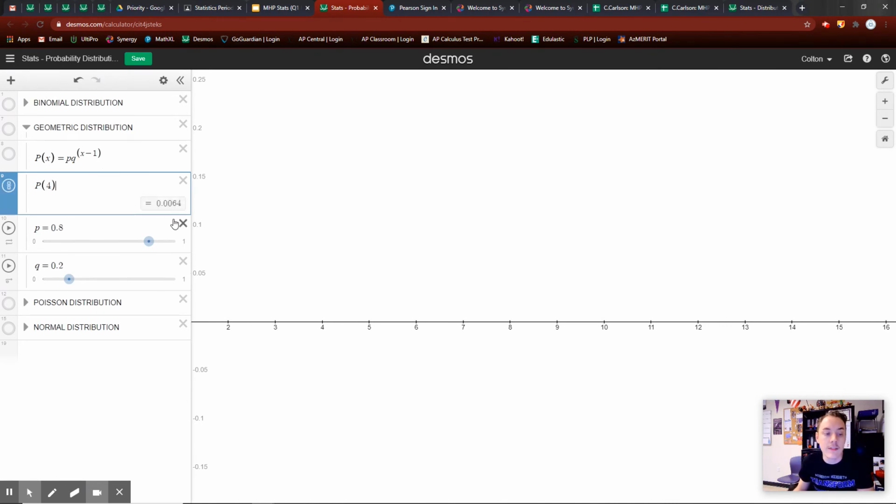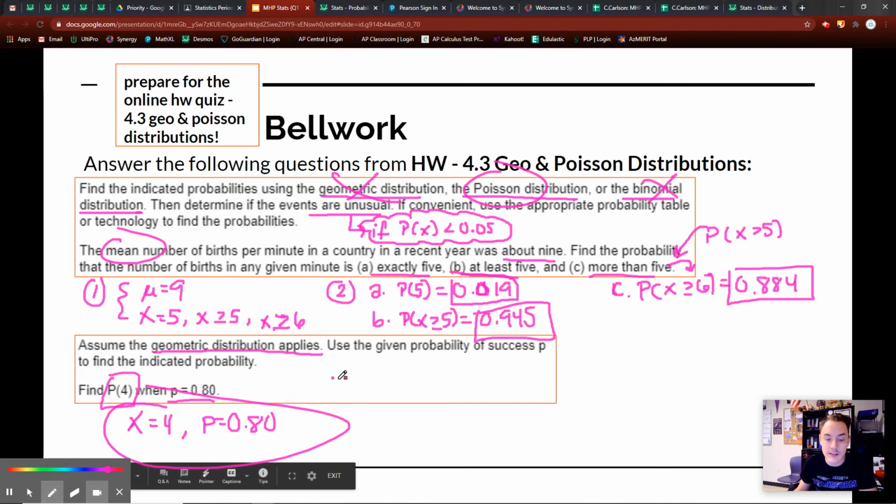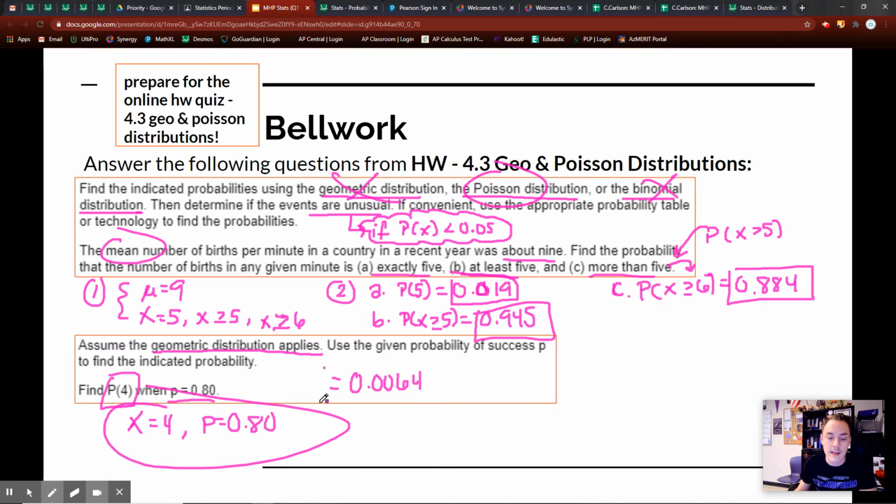So what do I have? 0.0064. That is my answer, 0.0064. And that's it. That's all you need to do. So I go back over here, 0.0064. That is the probability of 4 for geometric distributions. Fantastic. Those are the 2 questions I just wanted to go over.